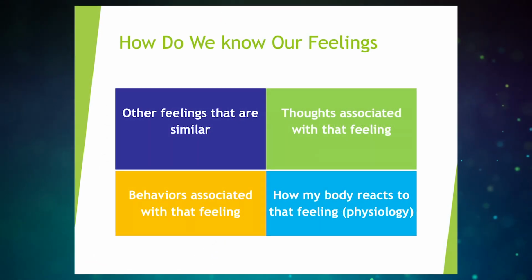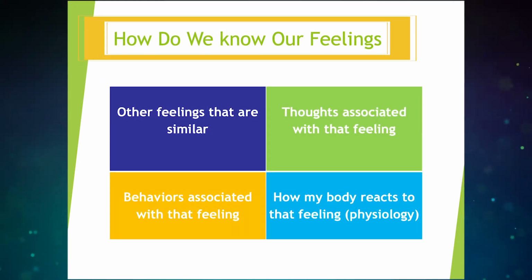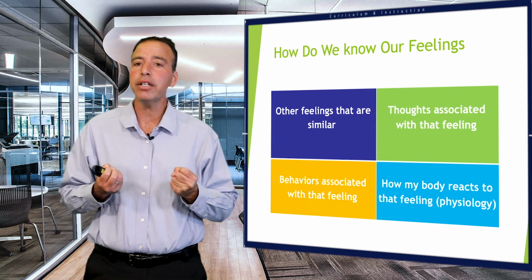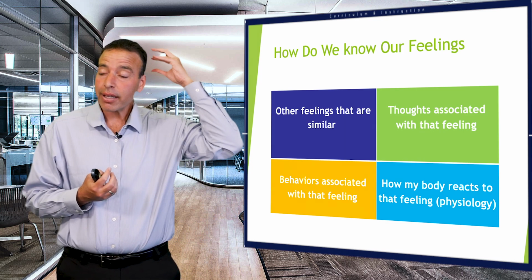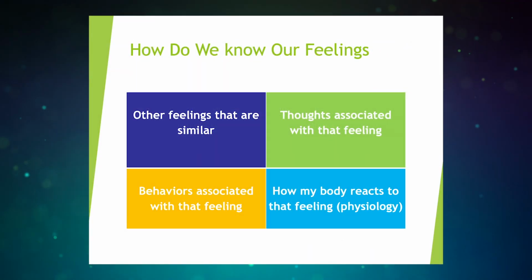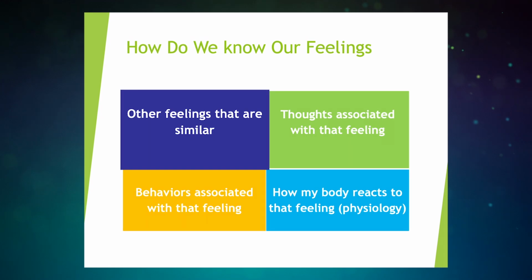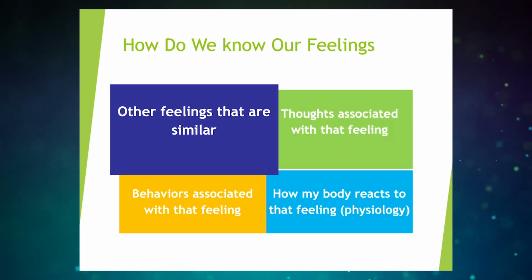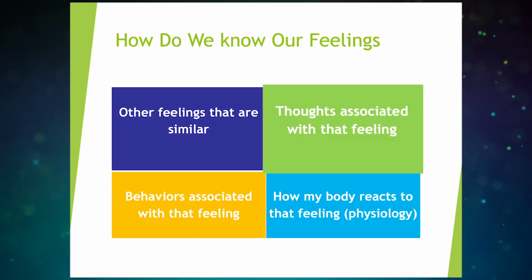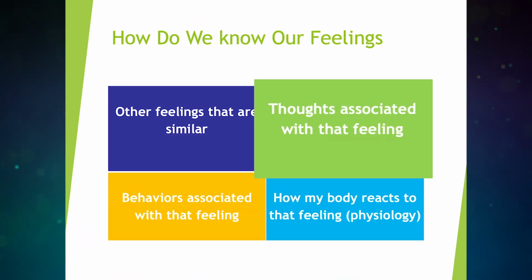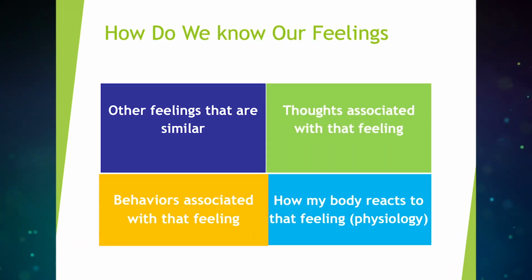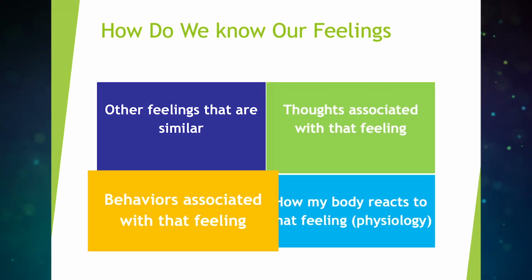And then the next thing to understand, how do we know our feelings? It seems pretty simple, but it's actually a little more complicated. And this is what our brain looks for, these 4 inputs. It looks for, what other feelings do I know that are similar to what I'm feeling right now? What are the thoughts that I'm having? So if it was thirst, it might be thoughts of water, Gatorade. It might be cravings.